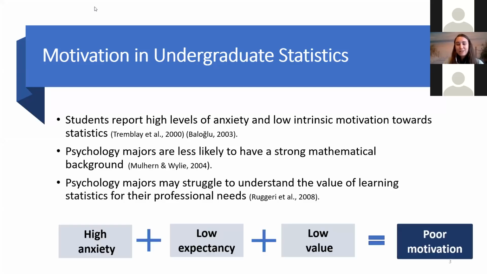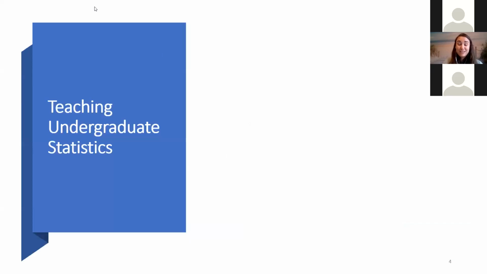So taken together, often what we see are students with high anxiety levels, low expectancy to do well in the course, and they likely have difficulty seeing the value in learning statistics, all of which contribute to poor motivation within the course. But undergraduate statistics courses are not only difficult and challenging for students, they can be quite challenging to teach as well, which is why we have a whole conference today about it.